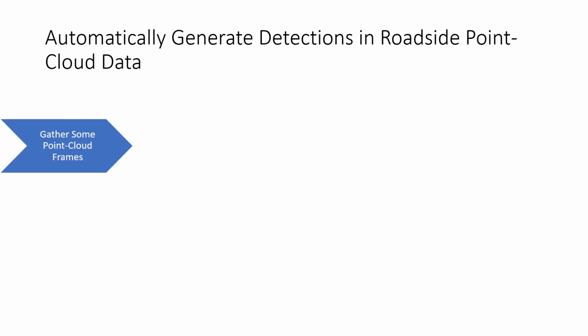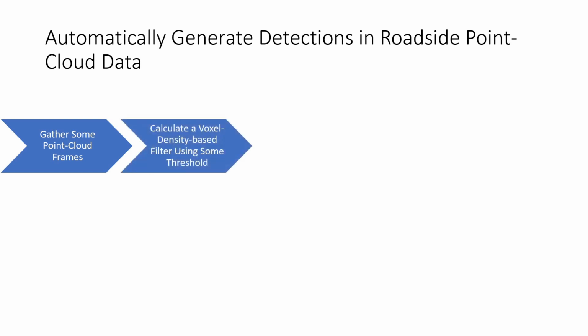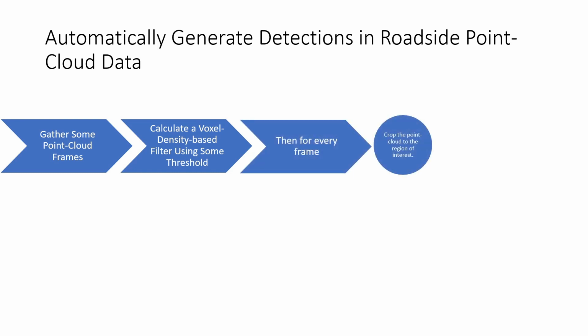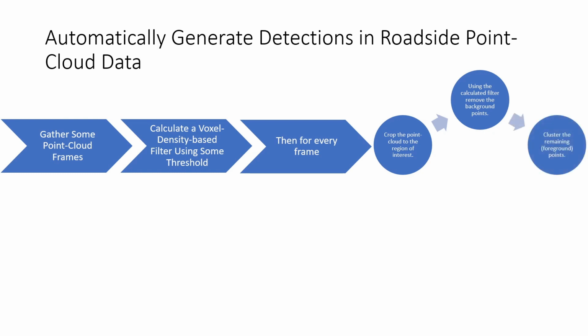The pipeline goes like this. First, we gather some point cloud data in the form of individual point cloud frames. We calculate a voxel density based filter and use some threshold to remove the background points. And then for every frame, we crop the point cloud to the region of interest, and using the filter that we calculated, we remove the background points. The remaining foreground points are clustered together.